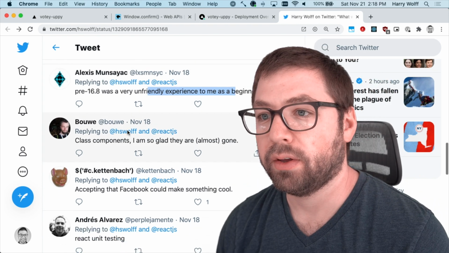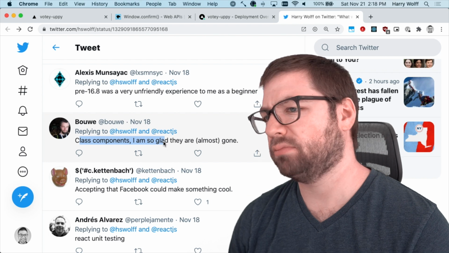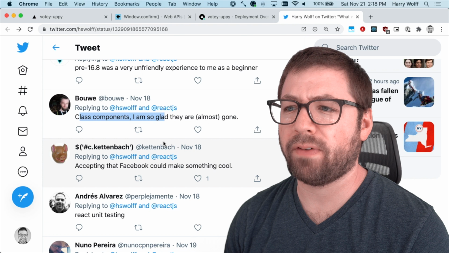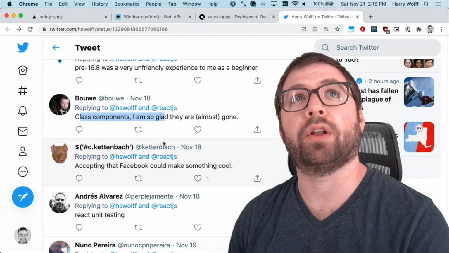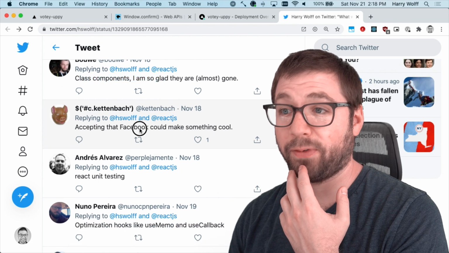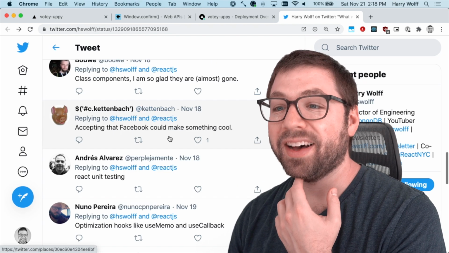Class components, yeah, they were. Weirdly enough, I find people find them more helpful than hooks, but maybe that's an old thought that I have.